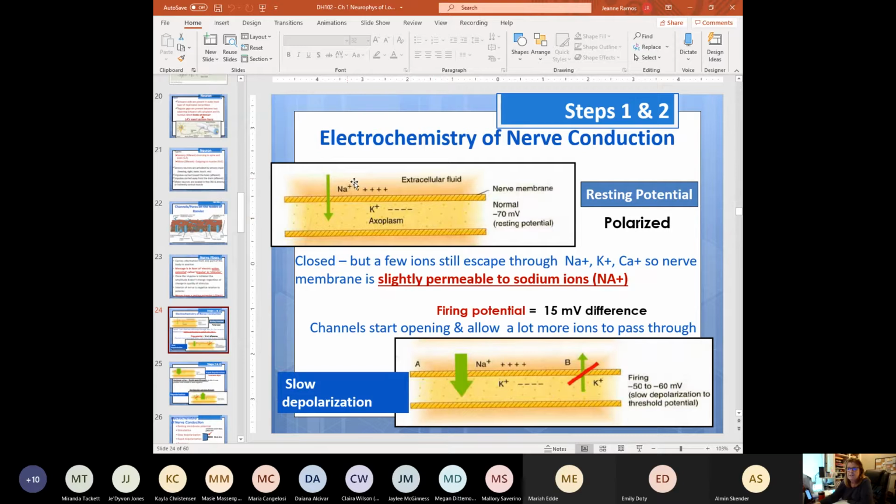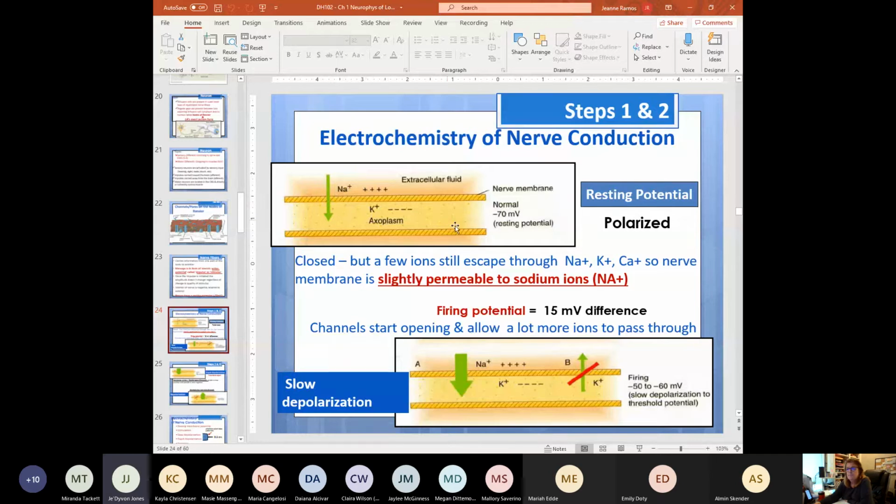So even at a resting state, you remember those channels. A few ions still escape through, so a few of these sodium ions can escape, and the potassium can go out, and the calcium can get through. So even at rest, the nerve is slightly permeable to sodium ions.